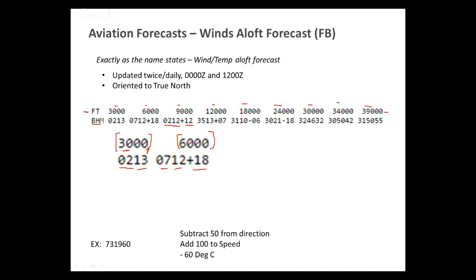So very simply, you've got your wind direction, first two digits, wind speed, and then temperature. So for example, at the 18,000 foot mark, you've got wind out of 310 at 10 knots and a -6 degree temperature forecast.